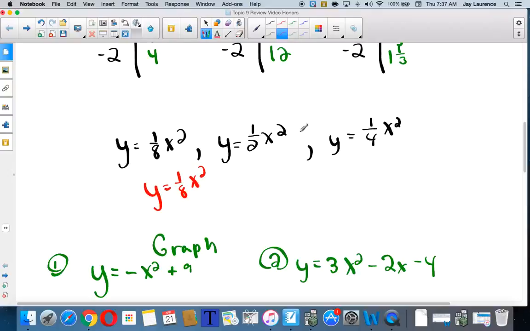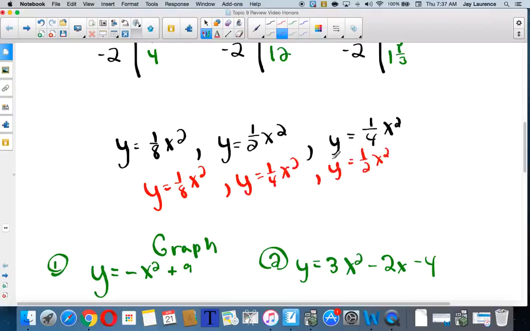Now, of the two remaining, which one is divided by a bigger number? Well, of course, it's the 4, or the 1/4. So this will be the next widest out of these three. And by default, that leaves y equals 1/2 x squared.